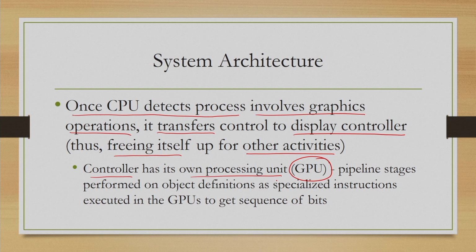Now, these processing units can perform the pipeline stages in a better way. So, there are specialized instructions using which the stages can be performed on object definition by the GPU to get the sequence of bits. So, essentially conversion of the object definition to sequence of bits is performed by GPU with the use of specialized instructions.